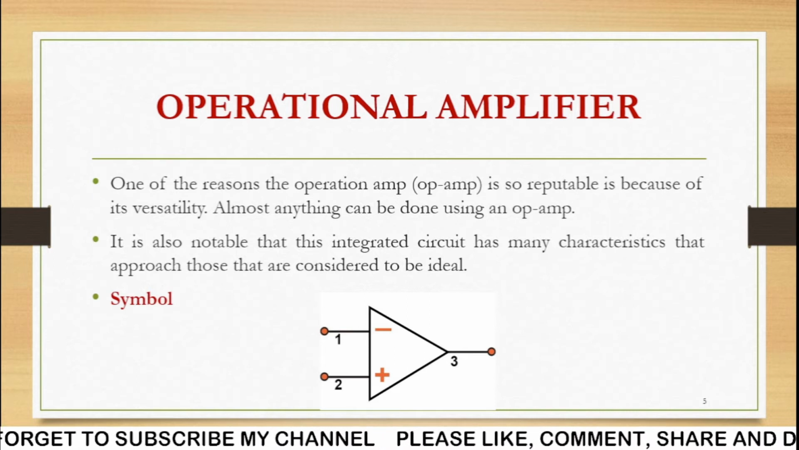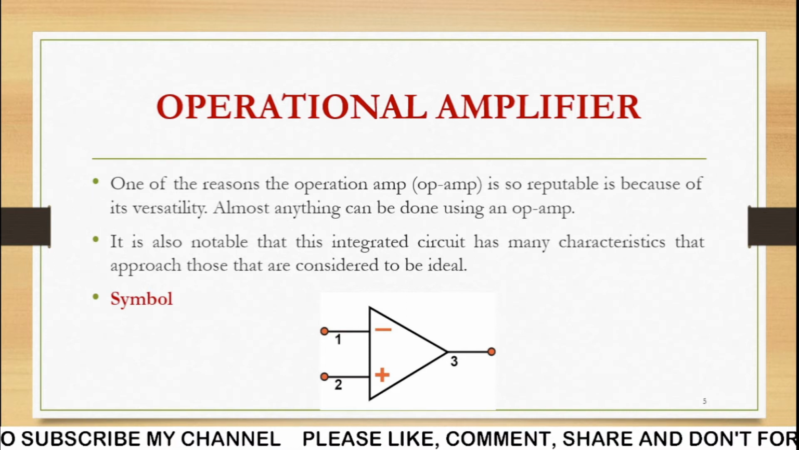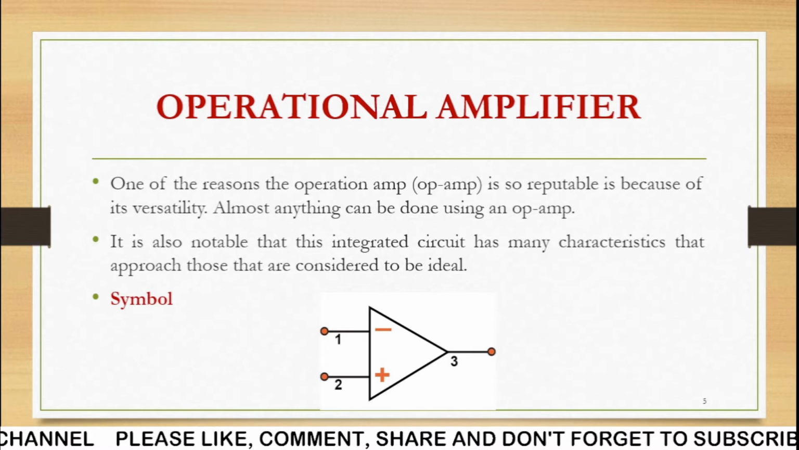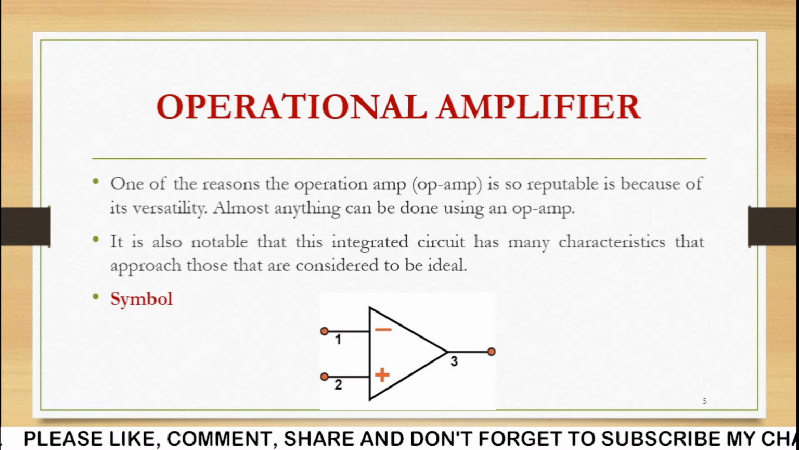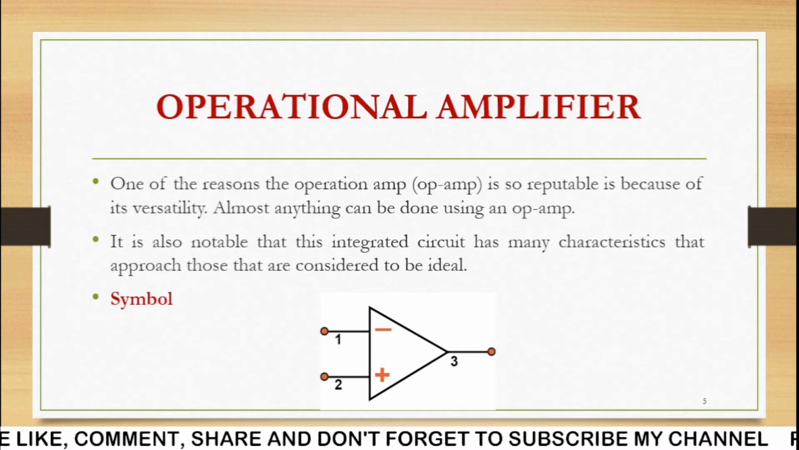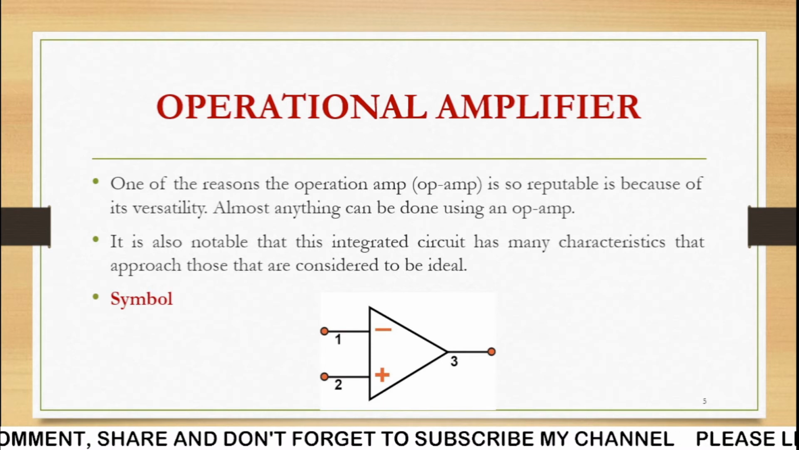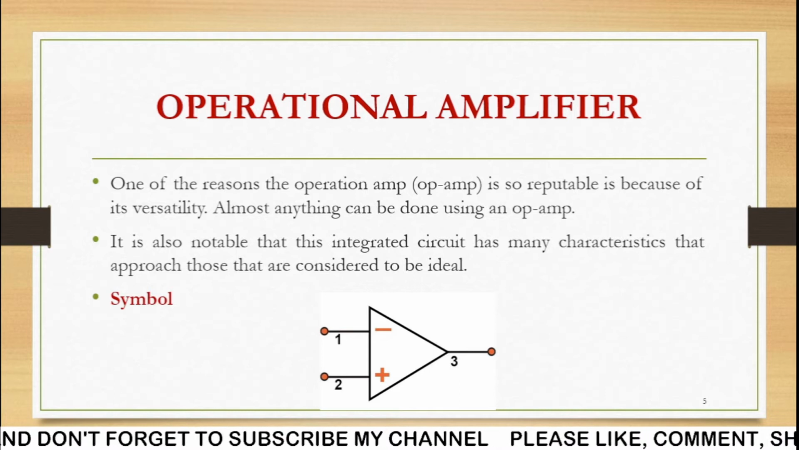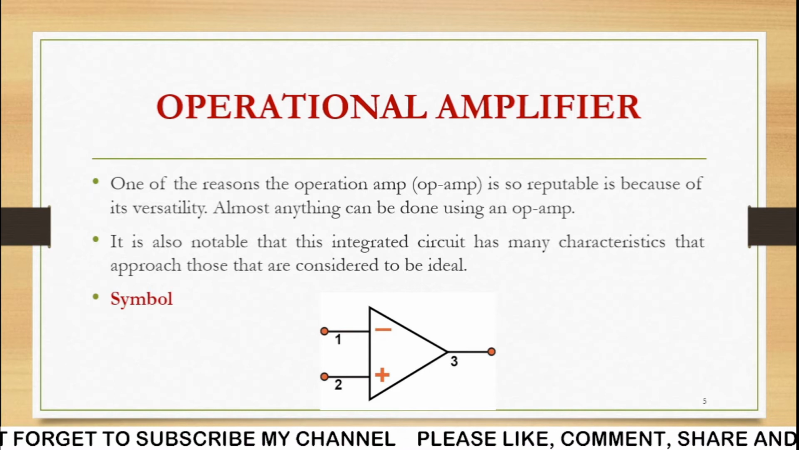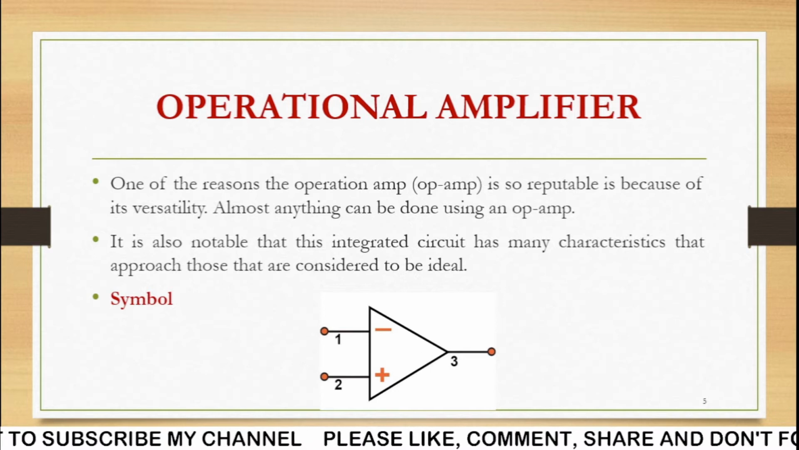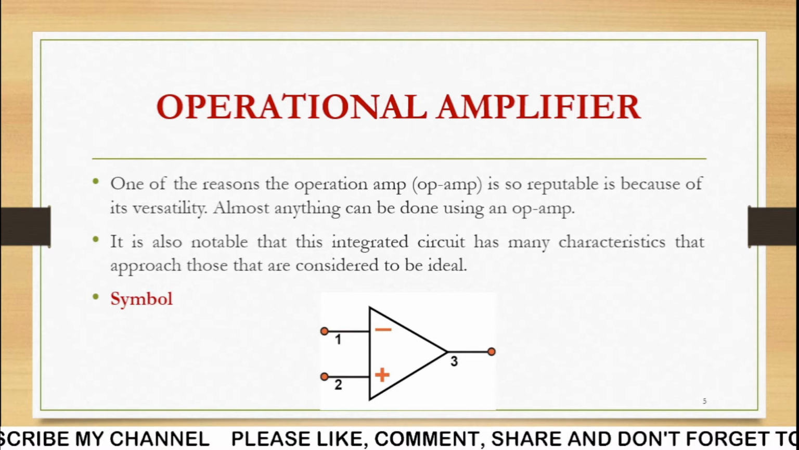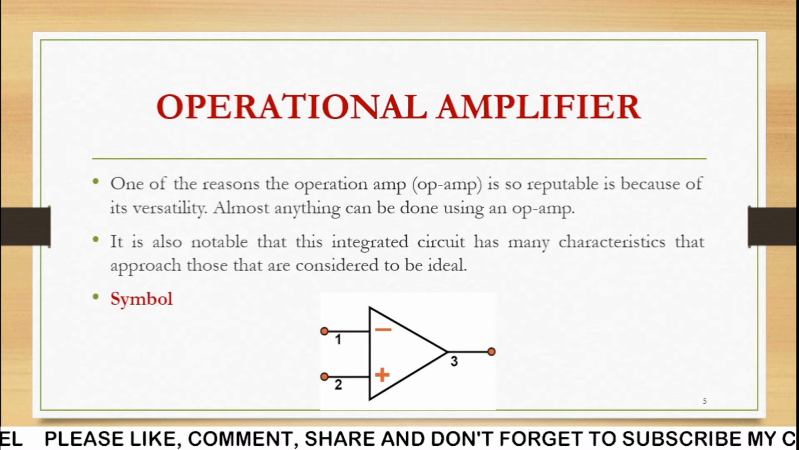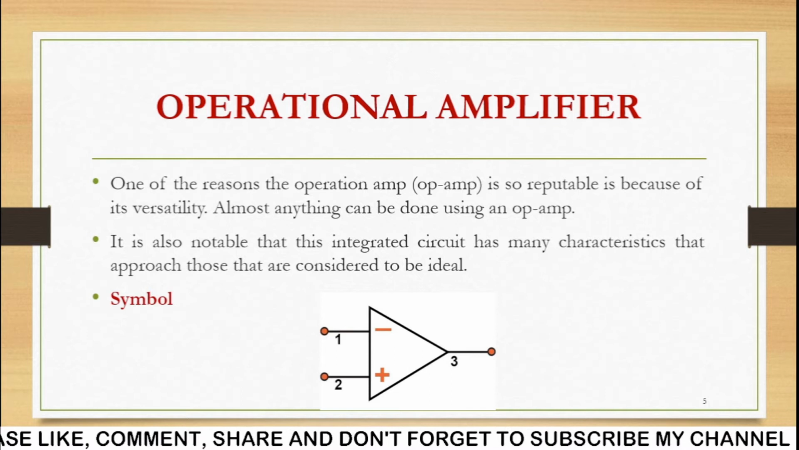So why is this operational amplifier so famous? Because of its versatility. Almost anything can be done using an operational amplifier. It is an integrated circuit and it has many characteristics that approach those considered ideal. So we can use the operational amplifier in so many circuits: in electronics we can use it in filters, in mathematical calculations, and in logical calculations.